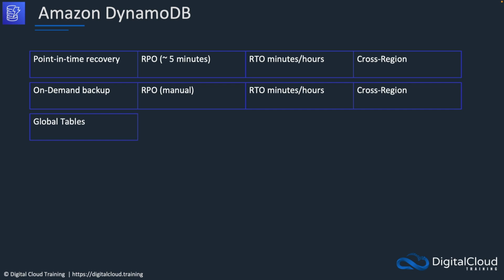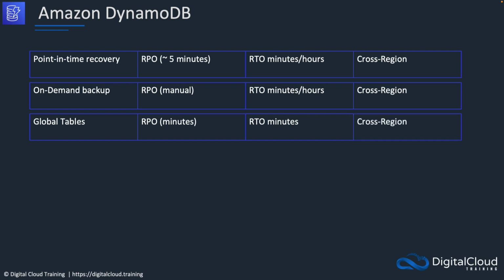We have global tables, which has an RPO in the minutes range, and I believe it's around about 15 minutes, but it can be less, and I've certainly seen it. I think I have seen that documented somewhere around 15 minutes. In reality, when we practice with it, it can be quite a bit faster. The RTO is within minutes, and this can also be cross-region.